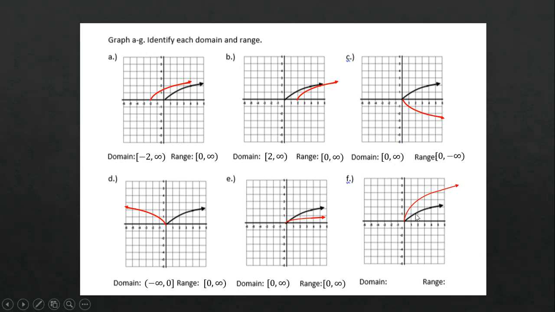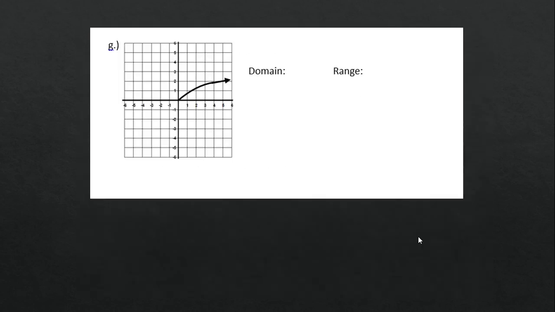Okay, so picking up where we left off, this time we're going to do the domain for letter F, which is going to be the same answer as E because it's basically the same graph, it's just changing in how fast it grows. So 0 to infinity for both domain and range. And then we have letter G with two transformations.